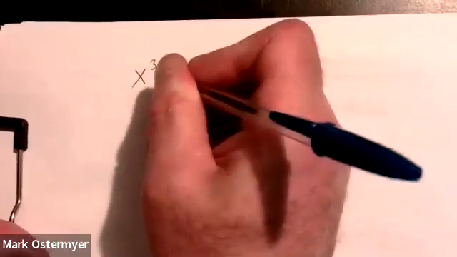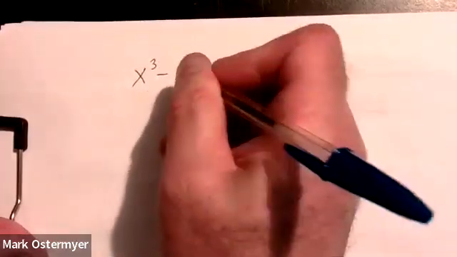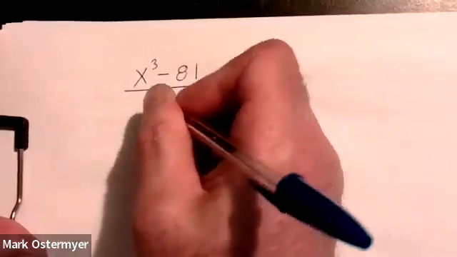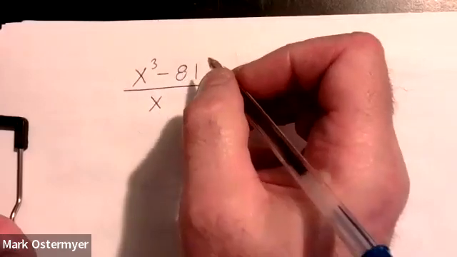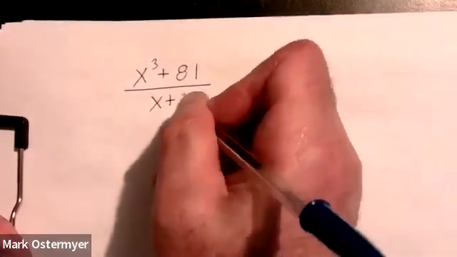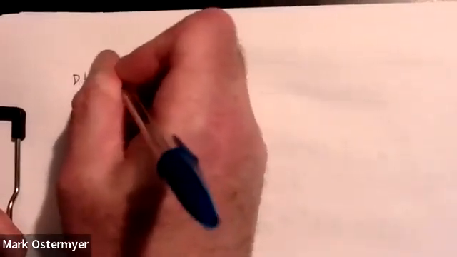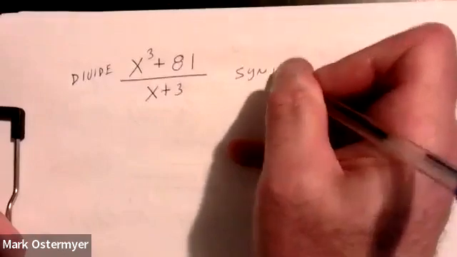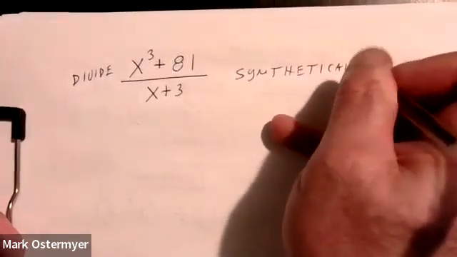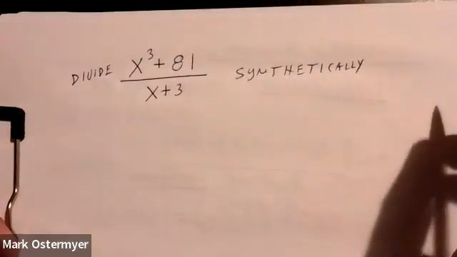Let's try this one here. If I take x cubed plus 81, and I want to divide it by x plus 3. But this time, let's suppose that we want to divide it synthetically, not using long polynomial division.